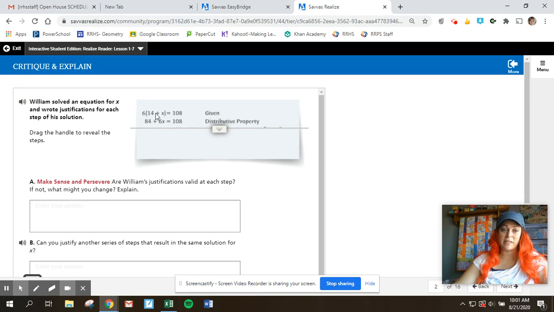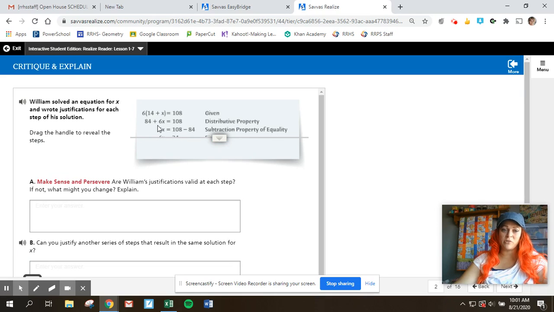So if you distributed or multiplied out the 6 times 14, you would have 84. And 6 times x would be 6x. All right, at this point, what do you do next to solve for x? So hopefully you know, I got to get this 84 over there with the 108. Well, mathematically, what do you do? So I'm going to pull this down. You subtract. Use the subtraction property of equality.